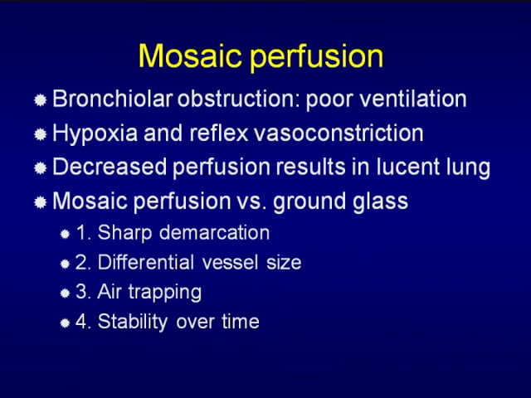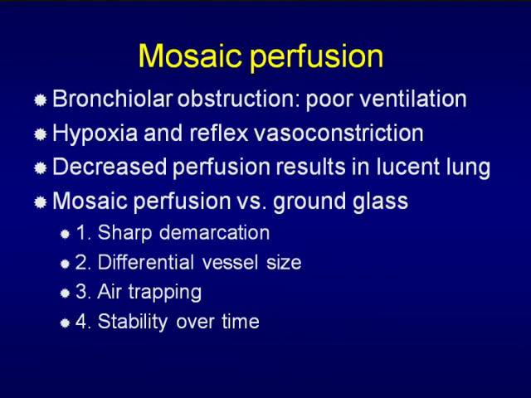Whereas mosaic perfusion is obstruction of very focal airways, and the airways would just be knocked out of the lung. So I always tell my residents, it's like you took a cookie cutter in the shape of a few lobes and just knocked it out of the lung. So that's one. Number two is helpful if you see it.